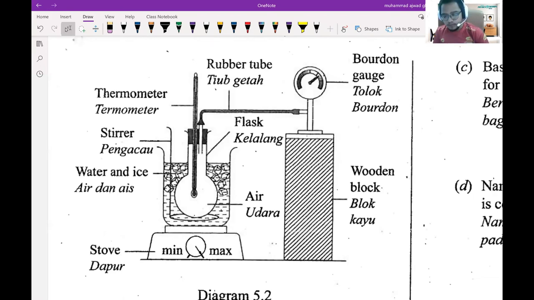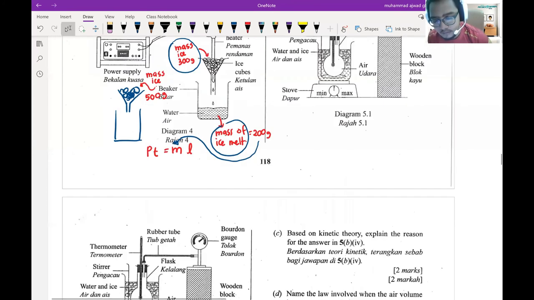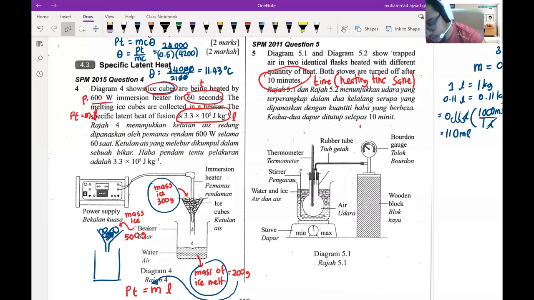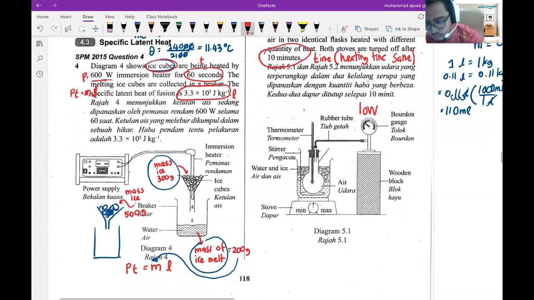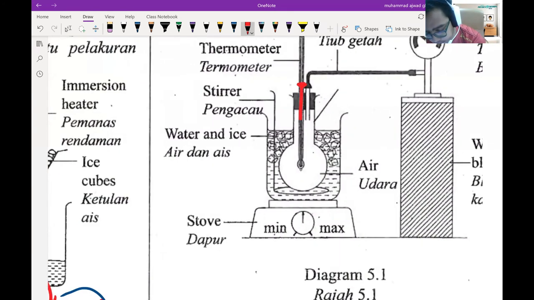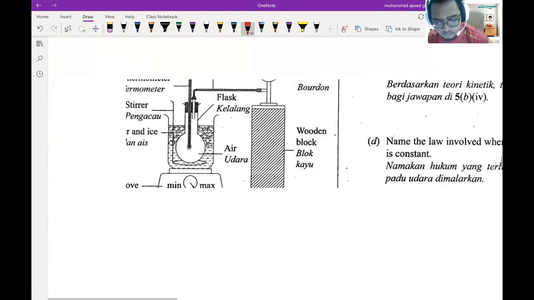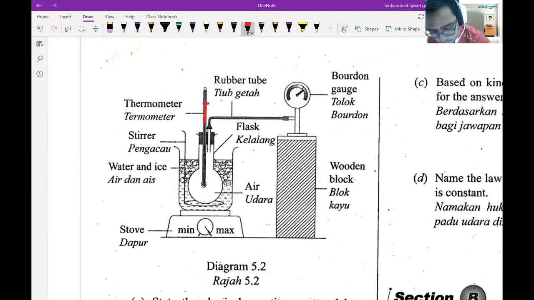The pressure. The pressure, yes. The pressure is different. Okay, tapi another different. Pressure betul. This is low pressure. The temperature. This is ni thermometer kat sini. Ha, ni temperature dia sampai sini. Okay, the temperature is lower. Yang ini, temperature is higher and the pressure also higher. Okay. So first pressure and temperature, yes, thank you.